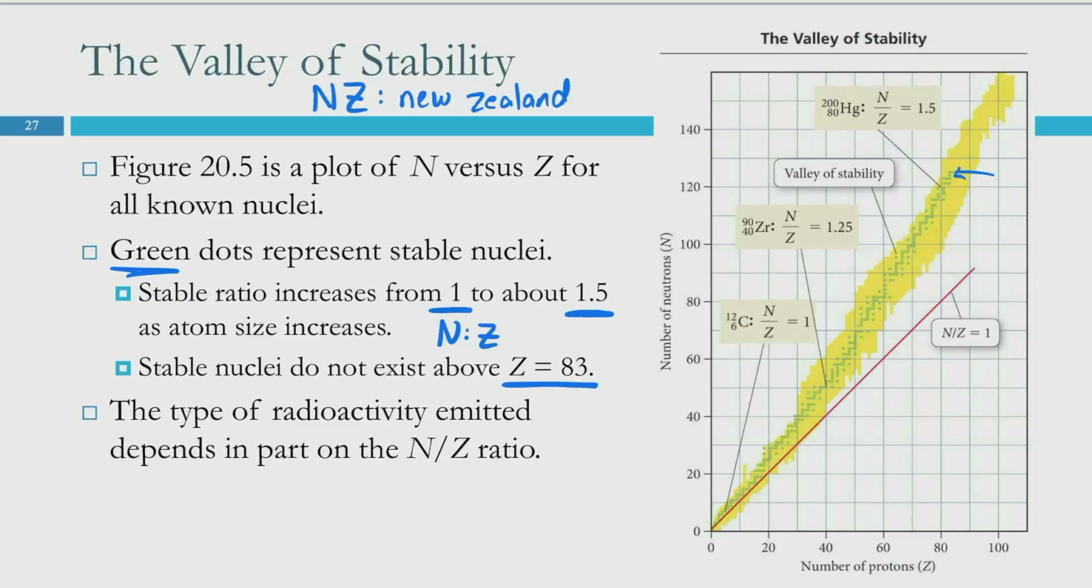The reason that I mentioned the NZ thing is because the shape of this kind of looks like New Zealand. So that might be a helpful way of remembering that it's N over Z instead of Z over N. It's the N to Z ratio because of the New Zealand ratio. This is called the Valley of Stability or the Island of Stability.